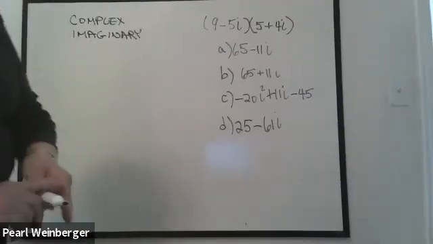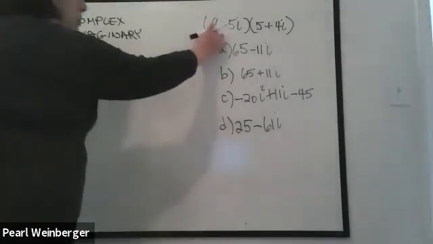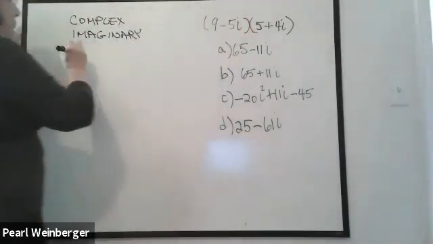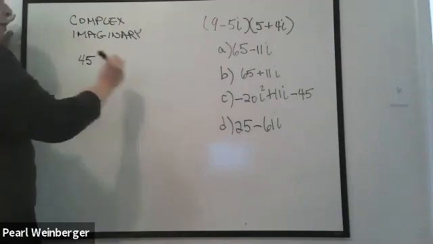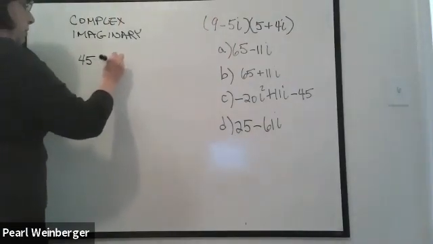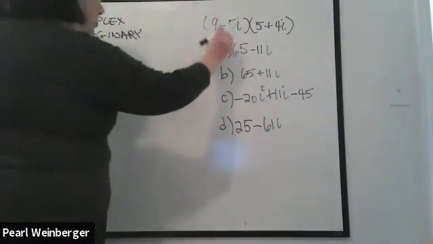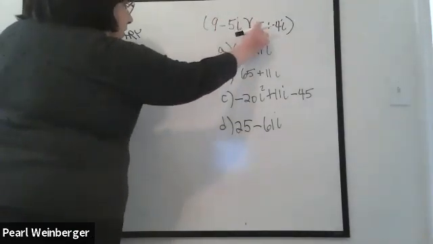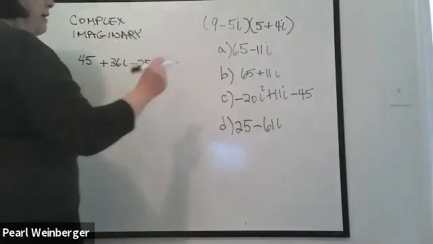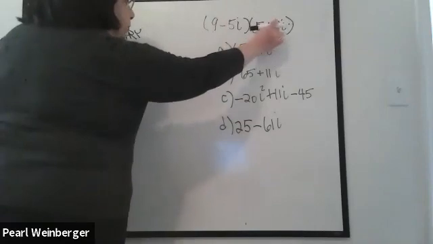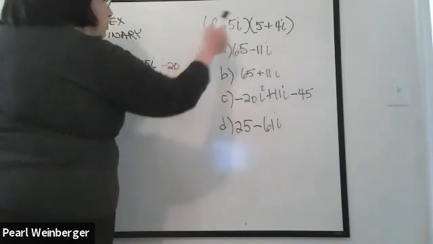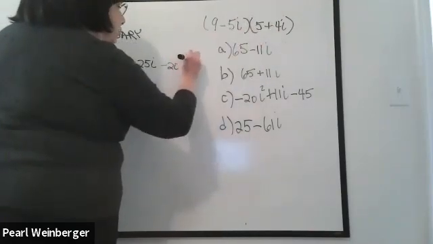Good. Okay, so I want to multiply these, so I'm going to use FOIL again. So I'll first do 9 times 5, which will give me 45. Then I'll do outer. 9 times 4i is plus 36i. Inner. Negative 5i times 5 is minus 25i. And finally, negative 5i times plus 4i. So negative 5 times 4 is negative 20. And don't forget, i times i is i squared.